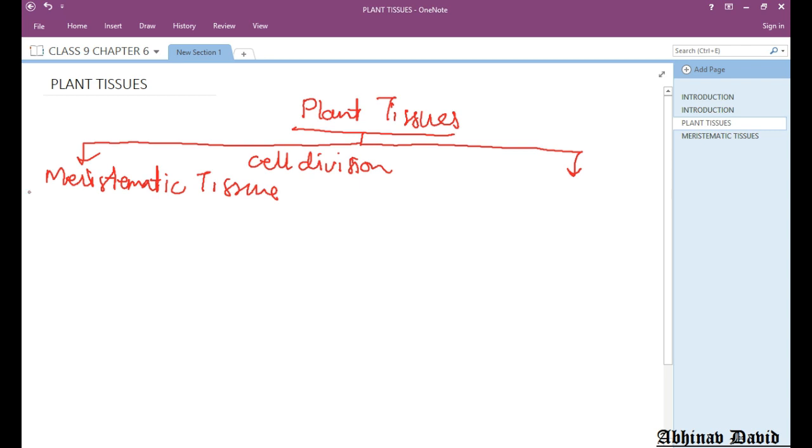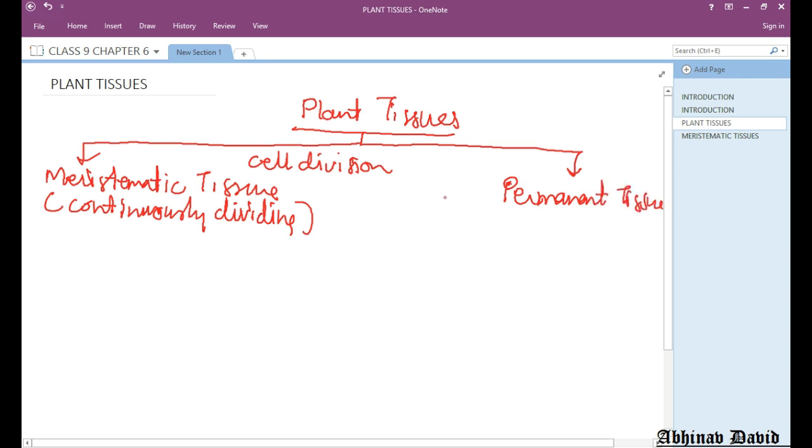These cells are continuously dividing. The cells of this tissue are continuously dividing throughout their life, and those cells which lose the power to divide are then called permanent tissue. So permanent tissues lose the power to divide. Now let us talk about meristematic tissue.